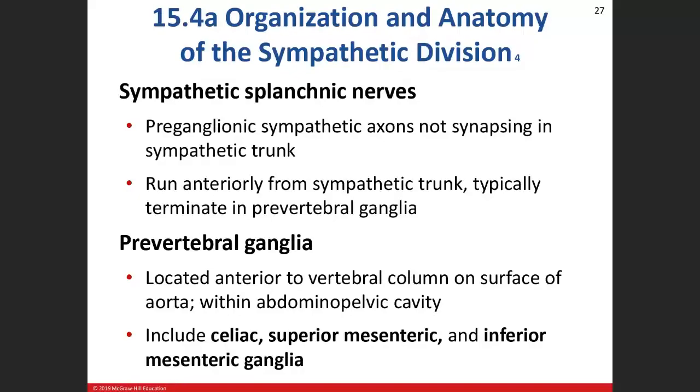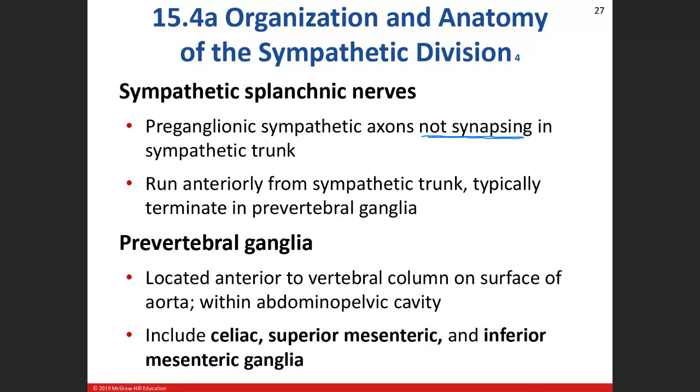All right, we were talking about the organization and the anatomy of the sympathetic division. Remember, in the autonomic nervous system you have the parasympathetic division, rest and digest, and the sympathetic division, fight or flight. We talked about the sympathetic splanchnic nerves. It's important that you understand this: they do not synapse in the sympathetic trunk.